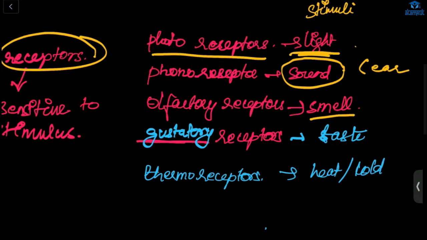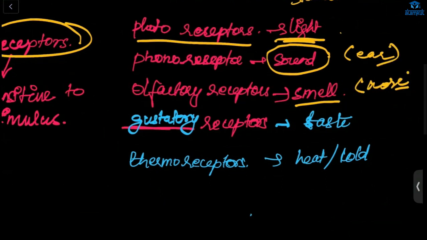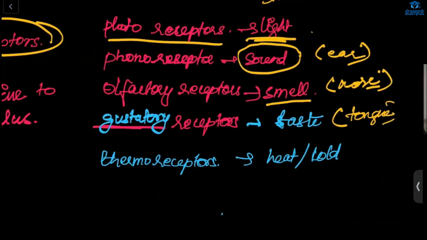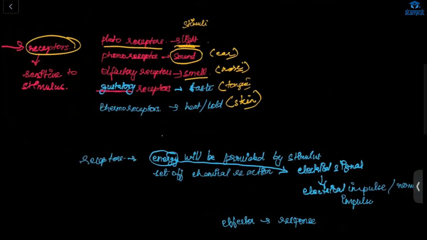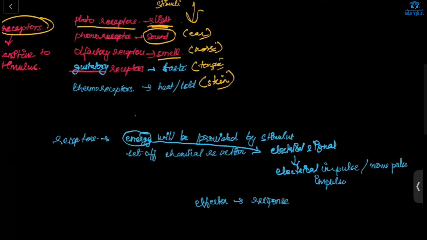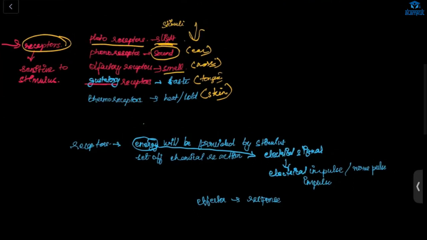Where could it be found? Nose. Then gustatory receptors are found in the tongue. Thermoreceptors are found in the skin. So these receptors receive the signals and convert this energy into an electrical signal. Then they set off a chemical reaction. After this, it will go to the neuron, the nerve cell.